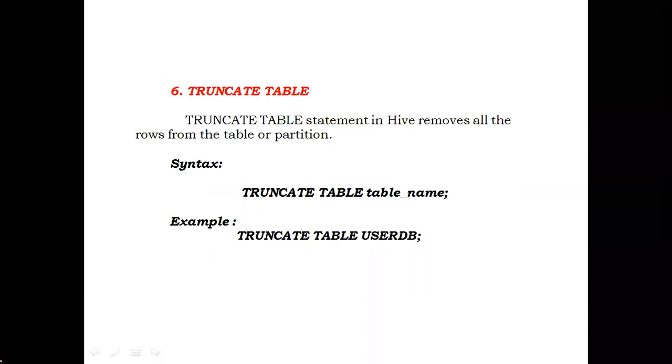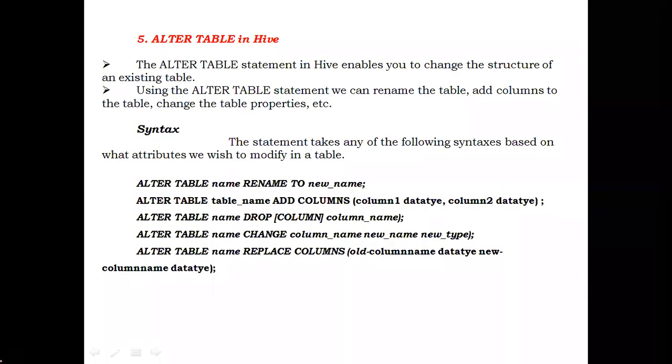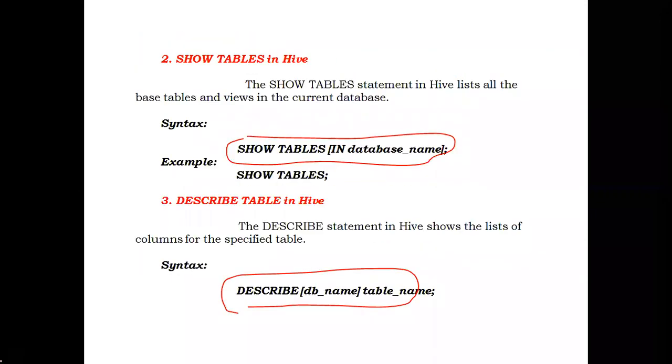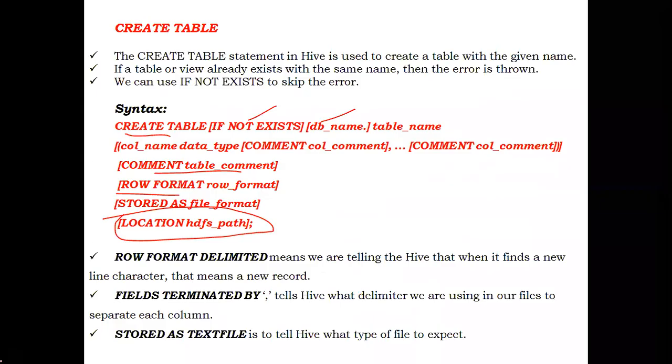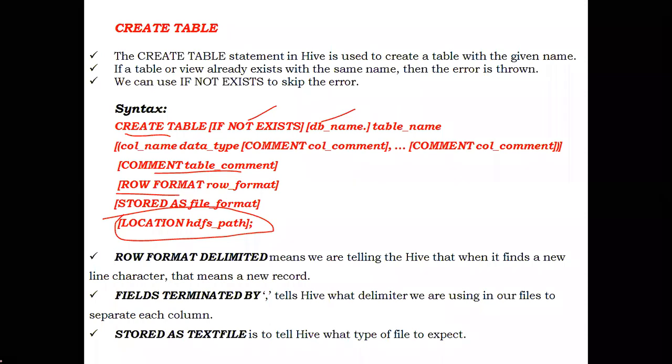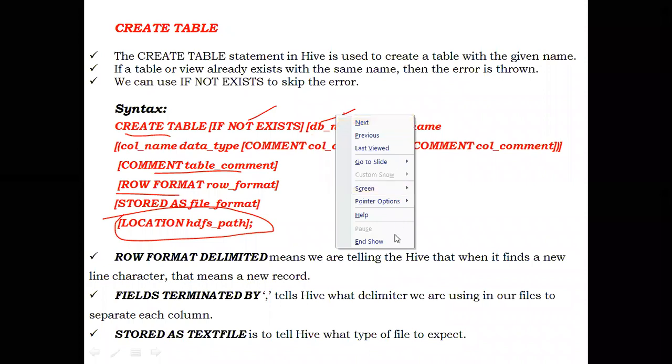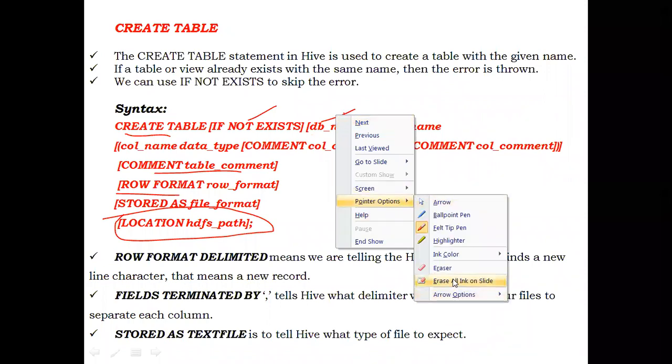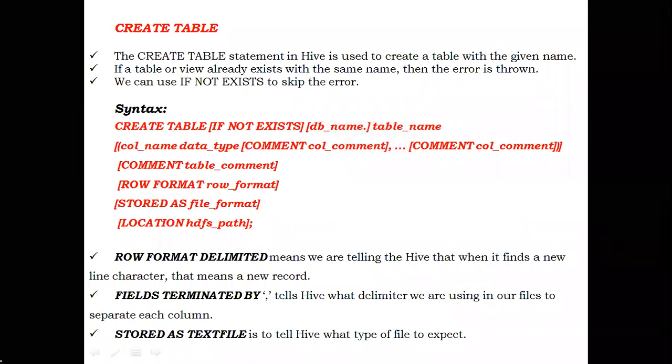So these are the DDL commands of Hive that work on the tables: truncate, alter, drop, show, describe, and create table. These are the DDL commands which will work on the tables. DDL commands can be used both on databases as well as tables. This is the create syntax, how to create a table in Hive.